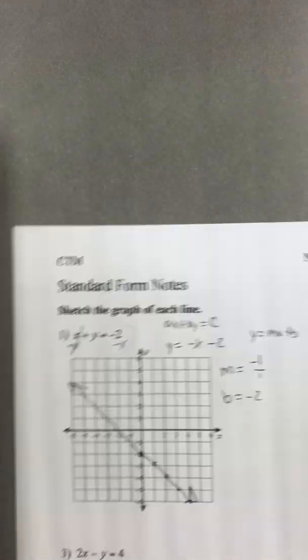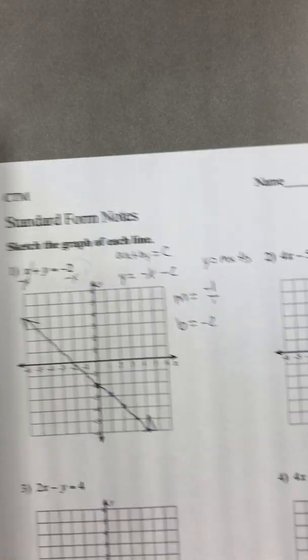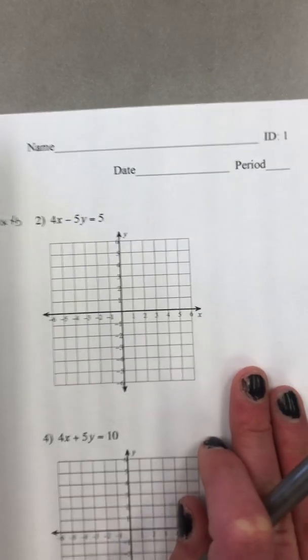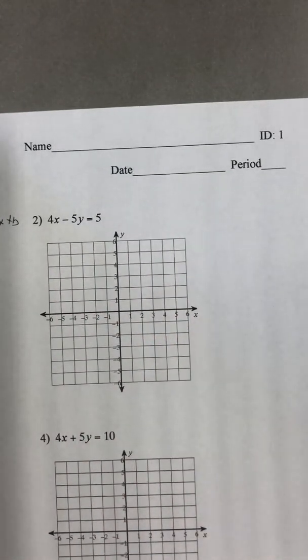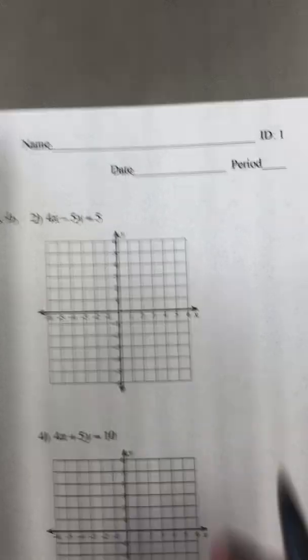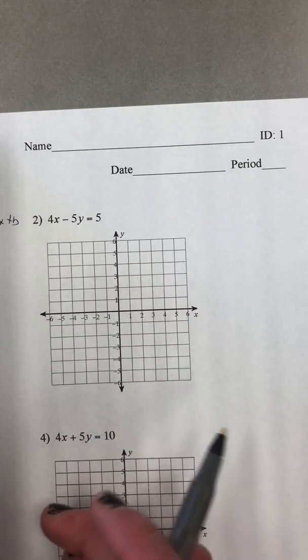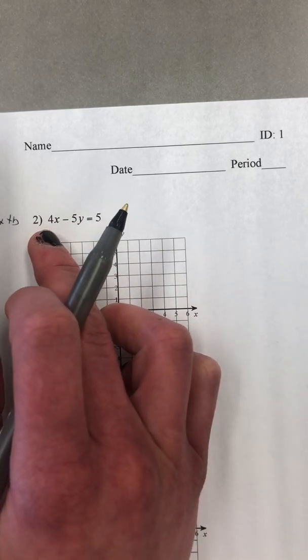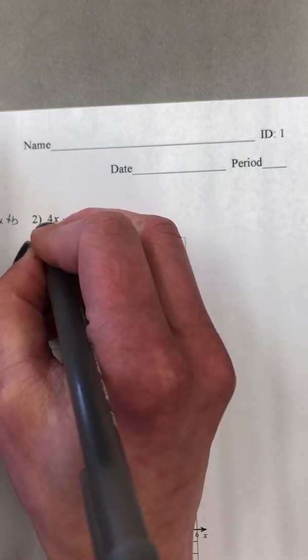Now let's look at number 2. Okay, so again, we're going to do the same thing. We're going to change it from standard form to slope-intercept form. We need to solve for y. So the first thing I need to do is get this term with the y by itself. This 4x is adding to it, so we're going to subtract 4x.